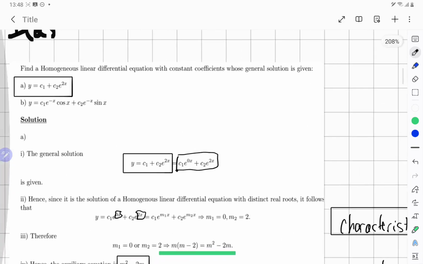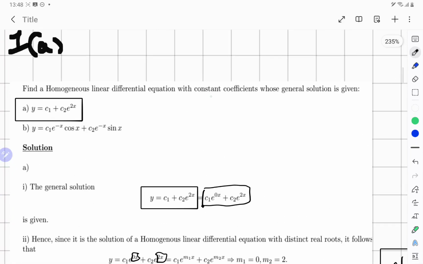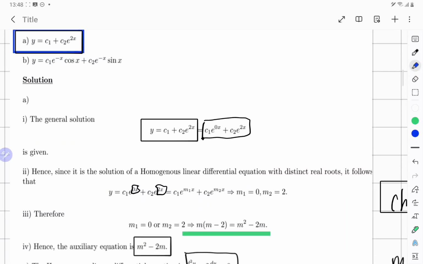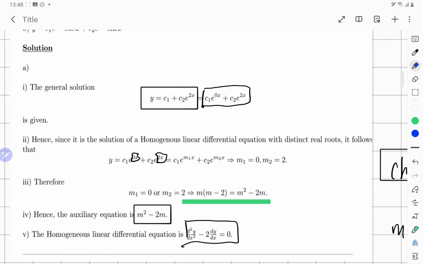In the first question, they ask us to find the homogeneous linear differential equation with constant coefficients. Remember, in your course, we're only doing constant coefficients whose general solution is given. So what did they give us? They've given us the general solution. We must find the homogeneous differential equation with constant coefficients.